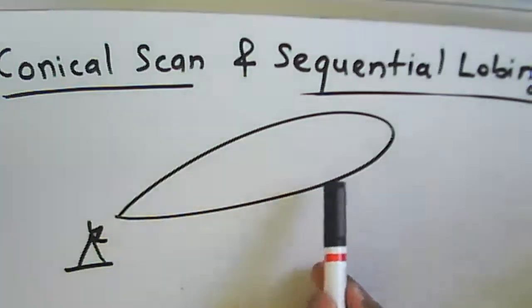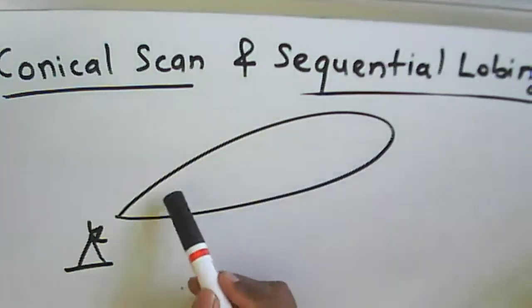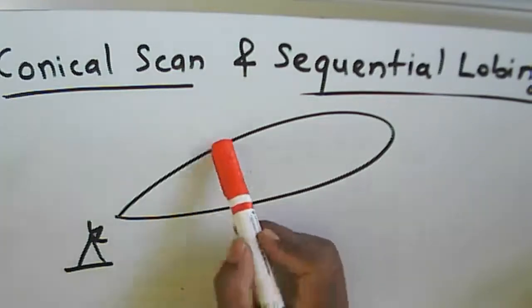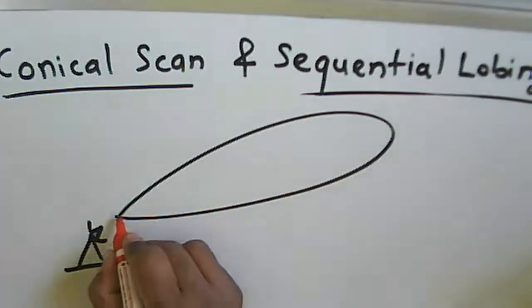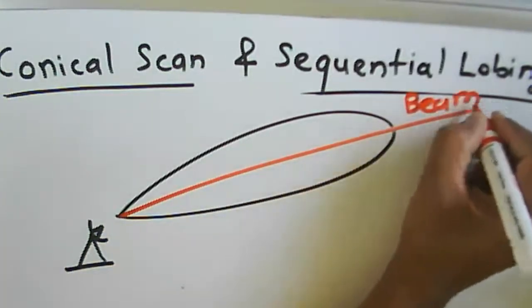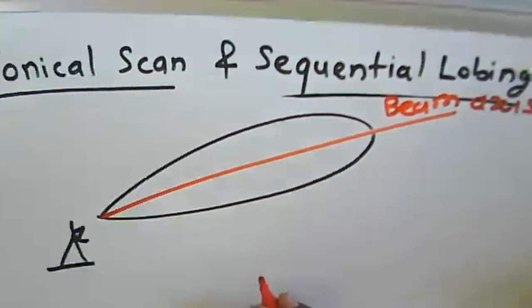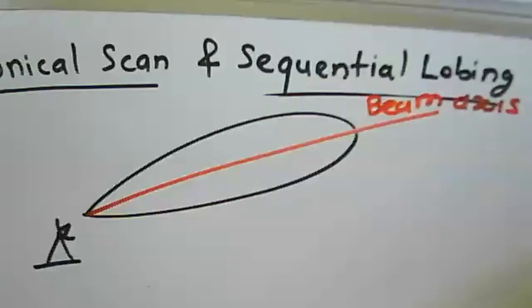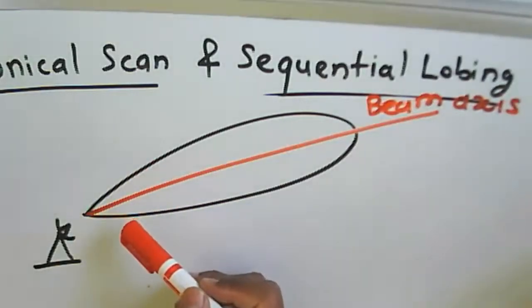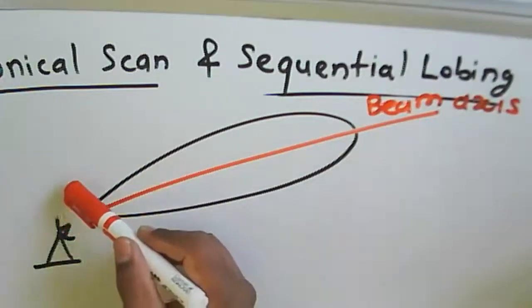This is the lobe that is generated, or we can see this is the position of this particular antenna. Now, what will be the target axis, and what will be the beam axis? From this lobe, if I consider this one as our beam axis, this is the beam axis. And then in conical scanning, what happens? We need to rotate the antenna.